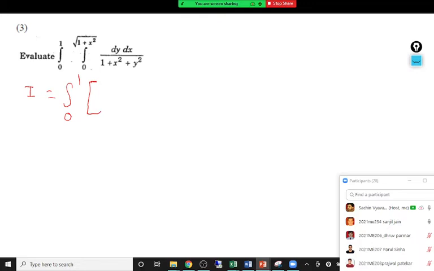Sir, 1 upon under root 1 plus x square, tan inverse y upon under root of 1 plus x square. Yes, very good. You are correct. So this is the important thing. Without doing a rough work, you should be able to do this integration. Actually, we are treating x as a constant.